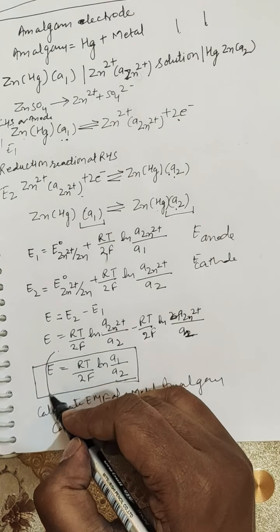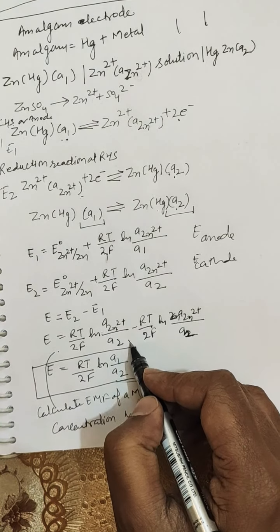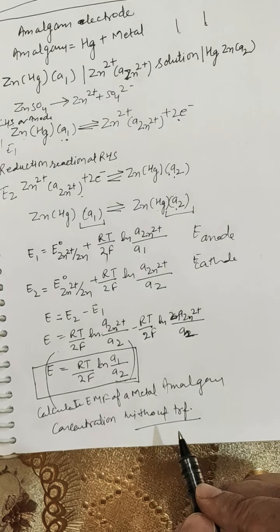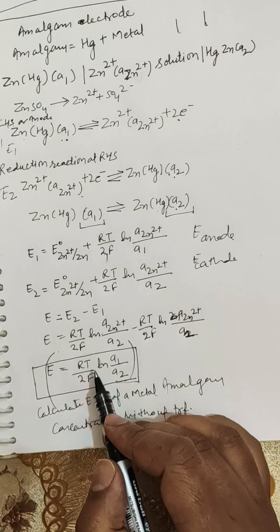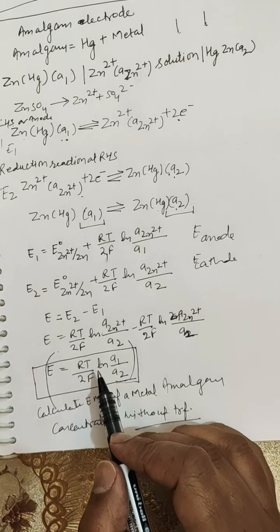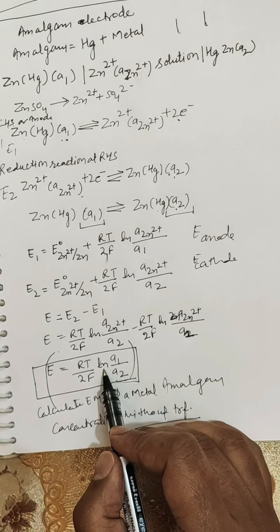which among the following is the expression for the EMF of a metal amalgam concentration cell without transference. So you can find there which expression is this. So you can write.